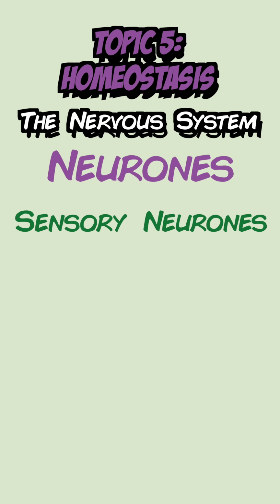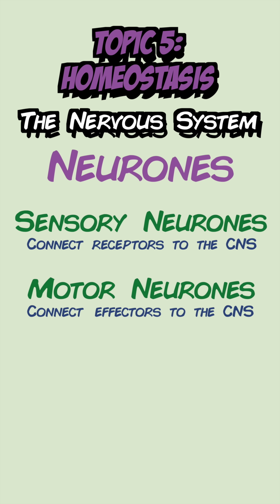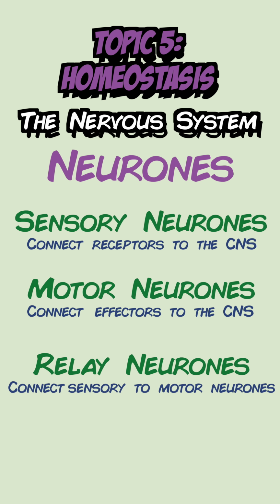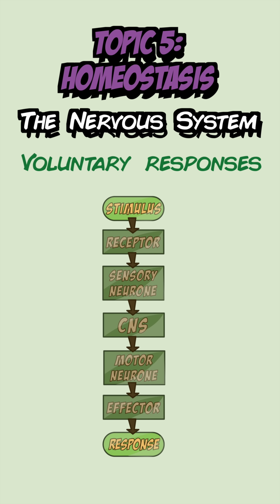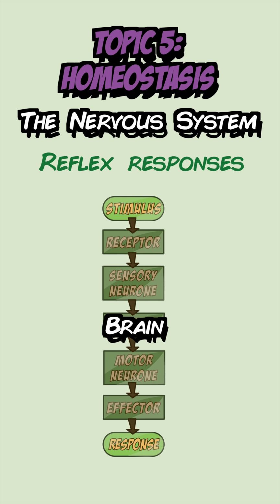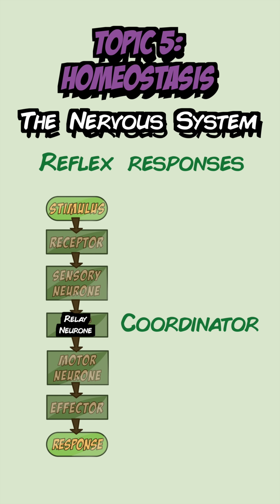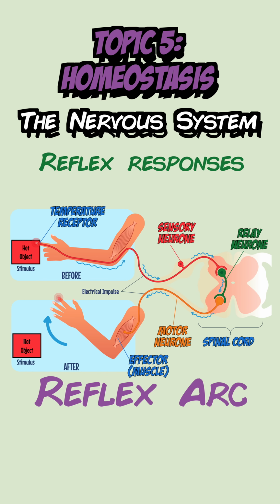There are sensory neurons that connect receptors to the central nervous system, motor neurons that connect effectors to the central nervous system, and relay neurons that connect the sensory neurons directly to motor neurons during a reflex action. You can have two types of responses: voluntary responses, where the impulses go to the brain and the brain coordinates a response, and reflex responses, where the information doesn't go to the brain, instead goes to relay neurons in the spinal cord. These are what act as a coordinator. The route that these reflex responses take is known as the reflex arc.